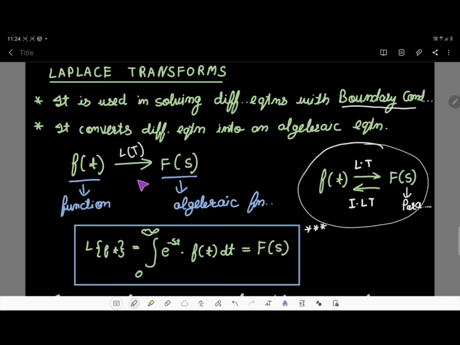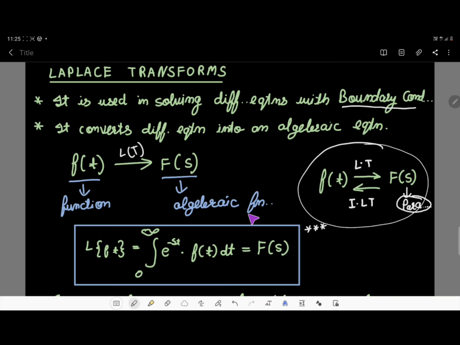Now let f(t) be any function. If we use the Laplace transform on this f(t) function, then it will be converted into an algebraic function F(s), where s is a parameter. And if we use the inverse Laplace transform on this F(s), then it will convert back into the normal function. So the Laplace transform and inverse Laplace transform are opposite to each other.